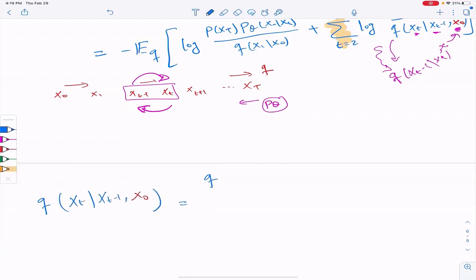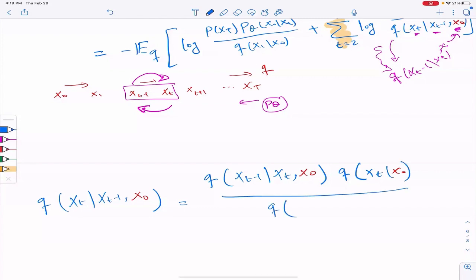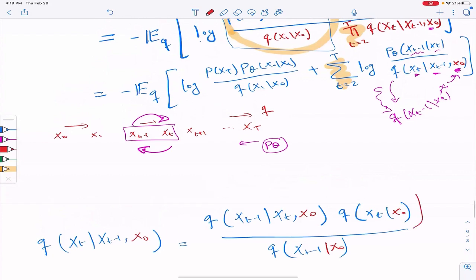So I have q. Now I can reverse these two, xt minus 1 given xt. I still have the conditioning on x0, times q xt given x0, divided by q xt minus 1 given x0. It's the Bayes rule. Now I'm going to replace this in my denominator. As simple as that, another Bayes rule. So let's see what we get.